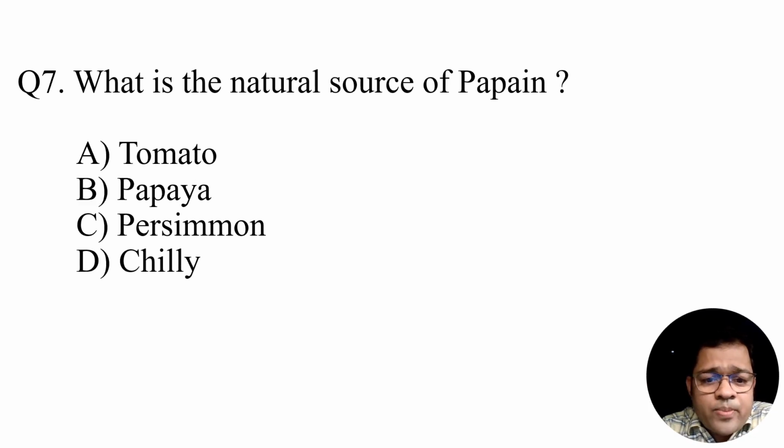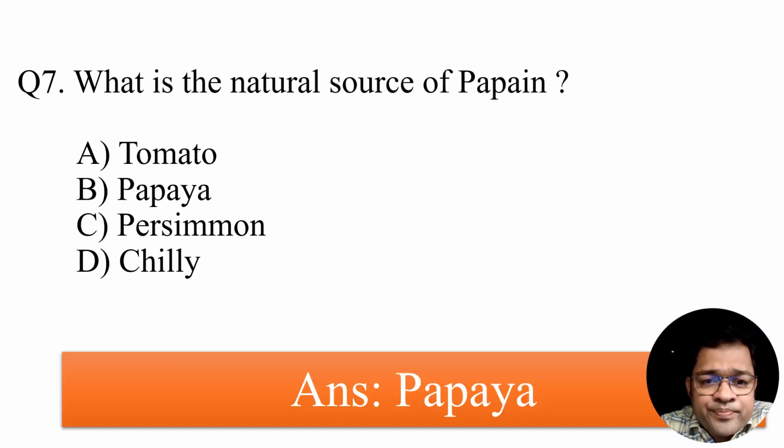The next question is, what is the natural source of papain? Papain is the product that breaks the protein and produces the peptide. Papain is mostly connected with the papaya. The good thing about papain is that when you use it in meat, it creates tenderness and softness in the non-vegetarian product, particularly in the meat. You have to remember all those things because it breaks the protein that creates the peptides.